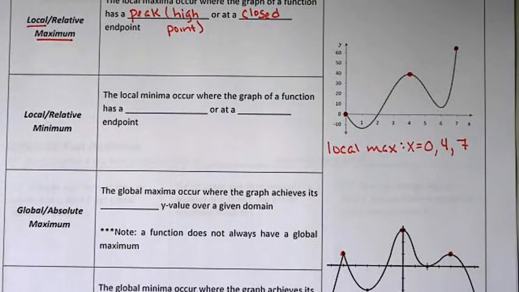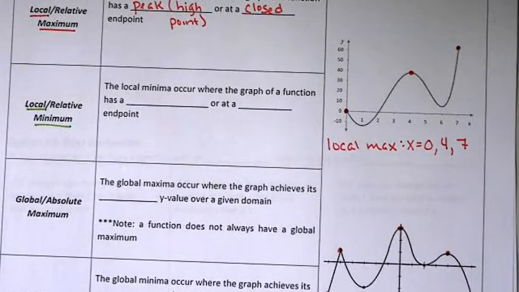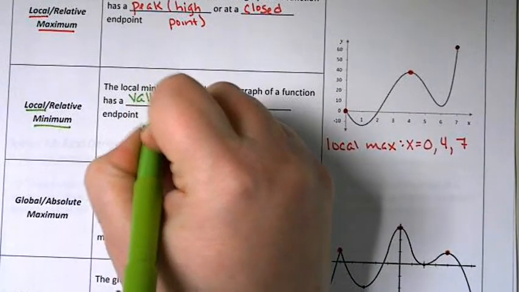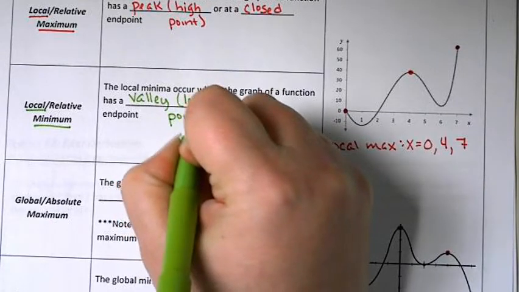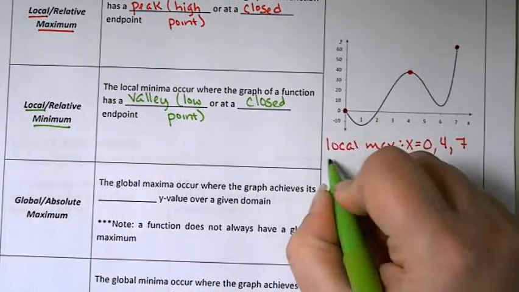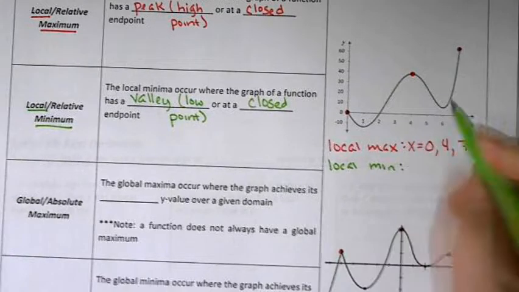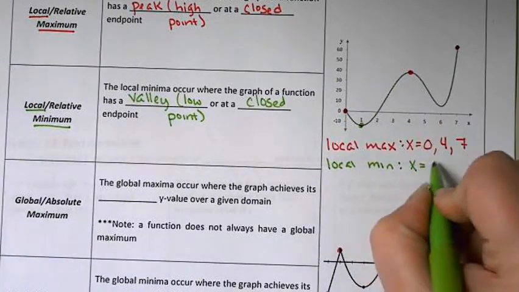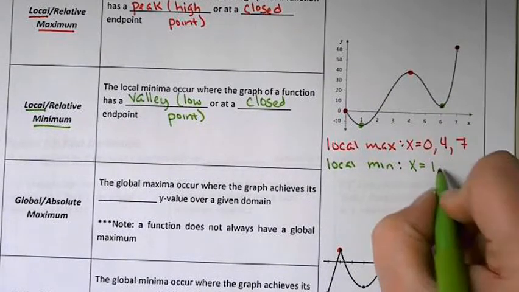Okay, then we can look at local minimums. So these occur when the function has a valley, which we can also call a low point, or at a closed endpoint. So if we look at the graphs here, local mins, we're looking for low points. Well, there's a low point right here at x equals 1, and there's another low point right here at x equals 6.